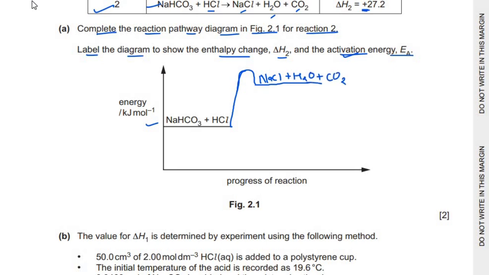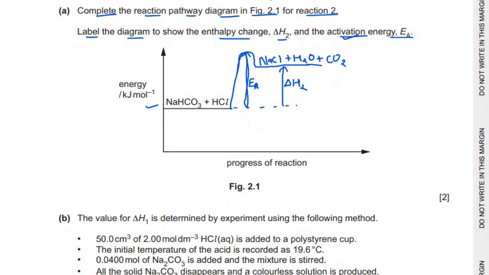That's how we're going to write, and they told us to label the enthalpy change and the activation energy. The enthalpy change we have to draw from the level of the reactants to the level of the products, that is delta H2, and the activation energy from the level of the reactants to the bump. That's an arrow you're going to draw. Now this is EA, that is activation energy. This is how we are going to label it, so this is how we have completed the diagram.